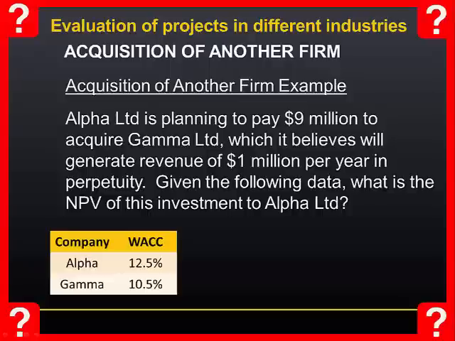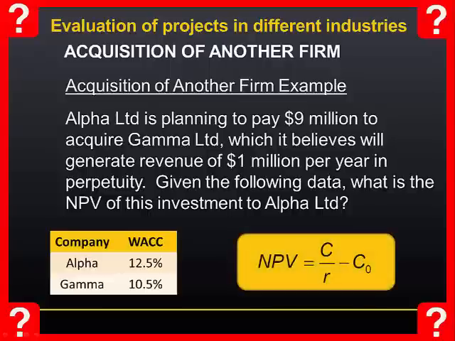In order to calculate the NPV of this acquisition, we need to use the perpetuity formula, C over R, which will give us the present value of an infinite stream of cash flows of $1 million per year, and then we subtract the initial outlay of $9 million. But what number should we use for R, the discount rate?